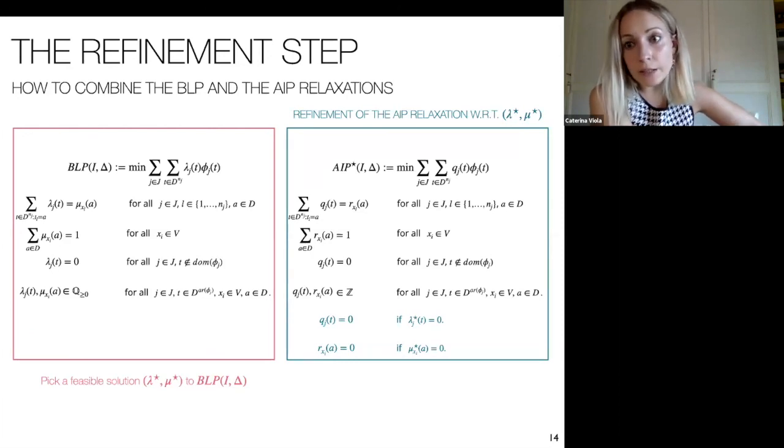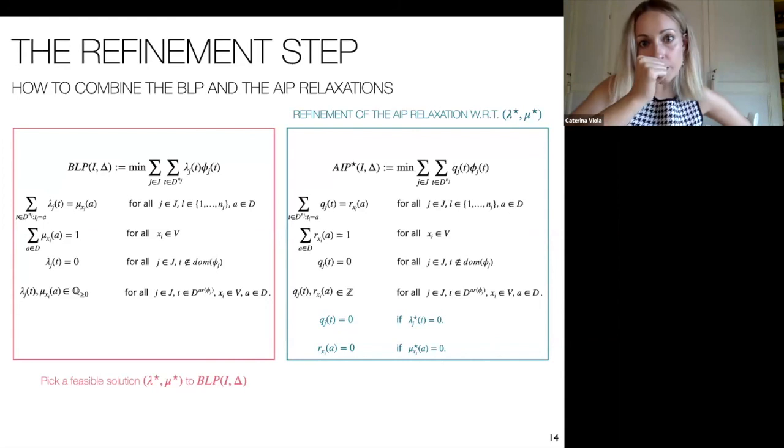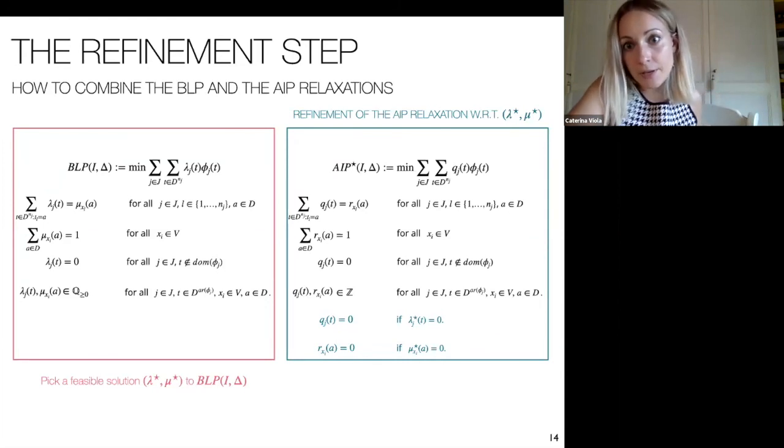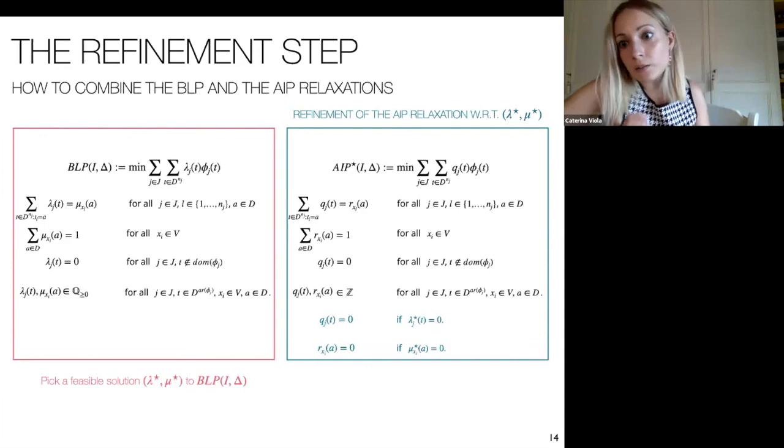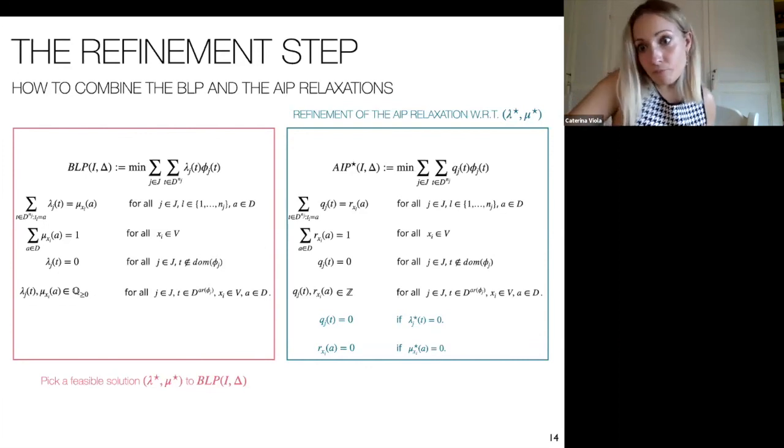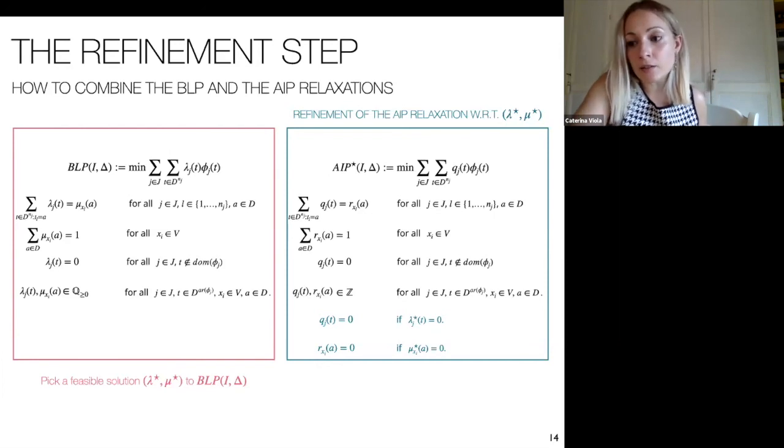Actually, when I started to look at the BLP and the AIP relaxation, I wanted to solve classical infinite domain VCSPs, and so this was my motivation to start looking at this. I only observed later that the promise setting would help me in looking at infinite domain VCSPs. Thank you.